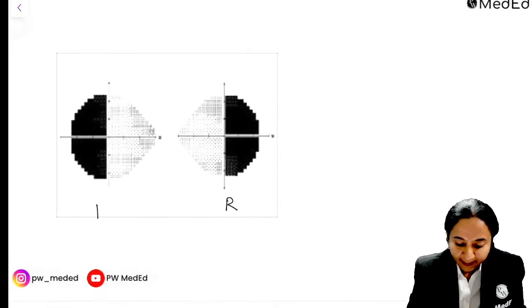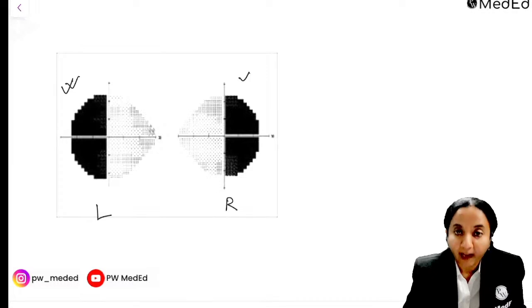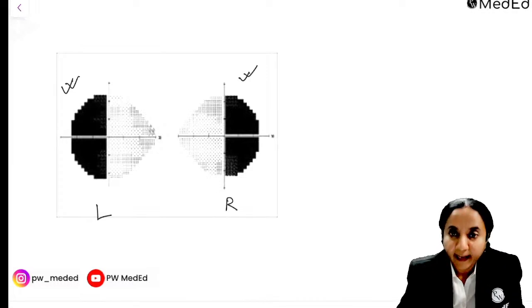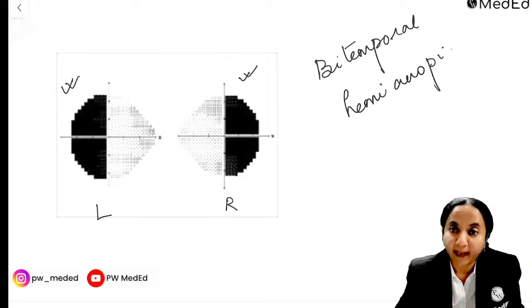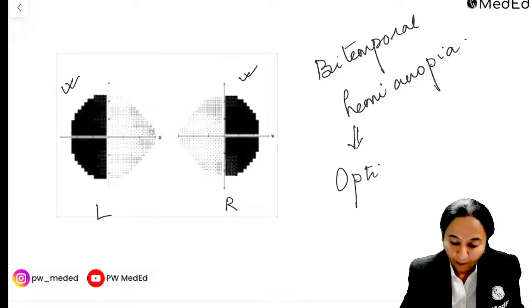This is right, this is left, and the darkening is on the temporal side. So this is a bitemporal hemianopia. And what is the site of lesion for bitemporal hemianopia? I think all of you know this, but a quick revision. The site of the lesion is the optic chiasma.